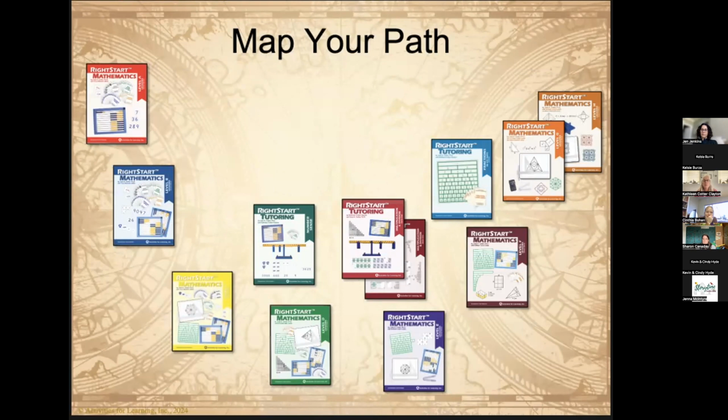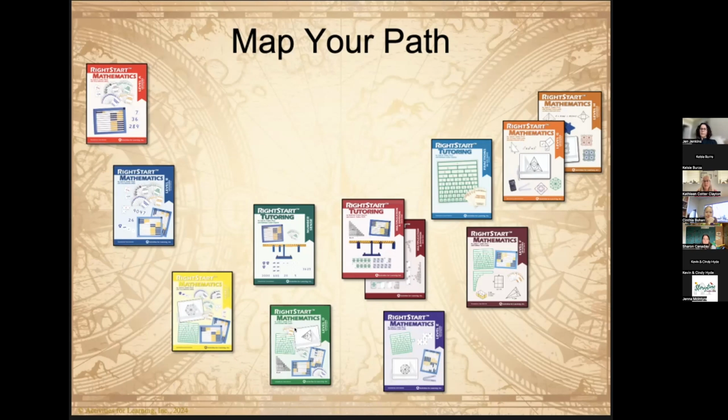So just to make sure, you're really not going to do tutoring before anything. It's in replacement of something. Because RightStart tutoring, number sense, is pulled from levels A, B, and C, you wouldn't do both A, B, and C and number sense. Multiplication book one comes from D. So you could do level D, or you could do this one if you're behind.